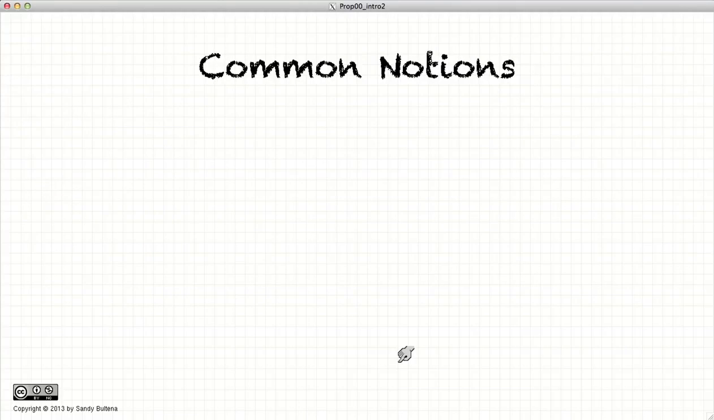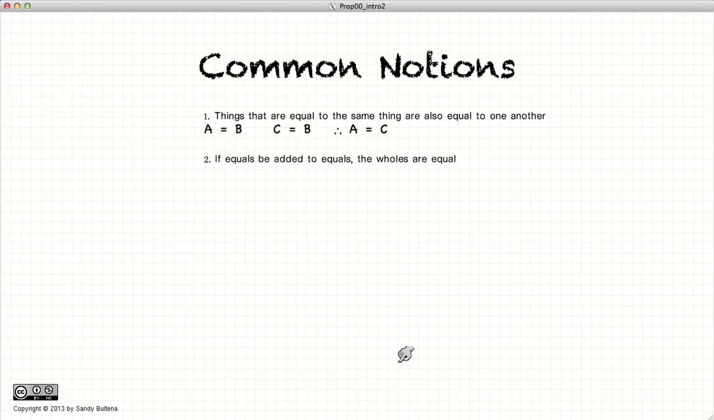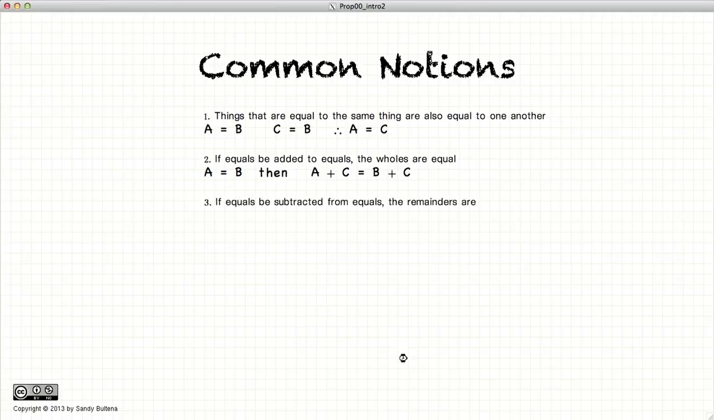So what are the common notions? Well, common notions are not the same thing as postulates in that they are what was then accepted mathematical truths independent of geometry. Things that are equal to the same thing are also equal to one another. If equals be added to equals, the wholes are equal. So if A equals B, then A plus C equals B plus C. If equals be subtracted from equals, the remainders are equal. So that's kind of the same as number 2.